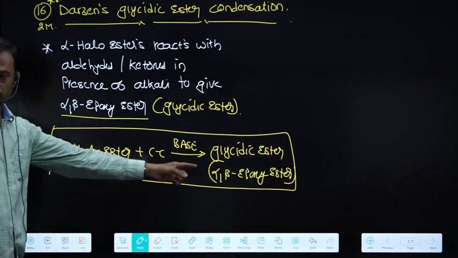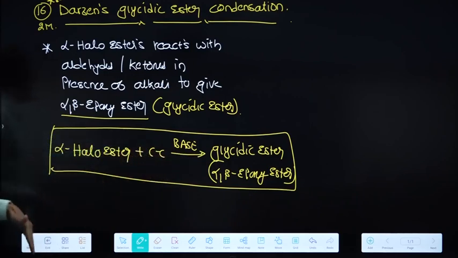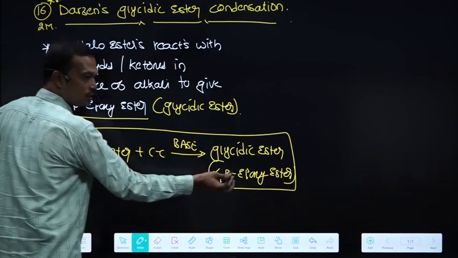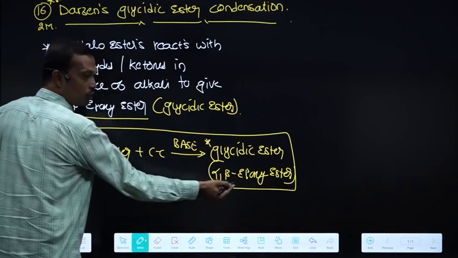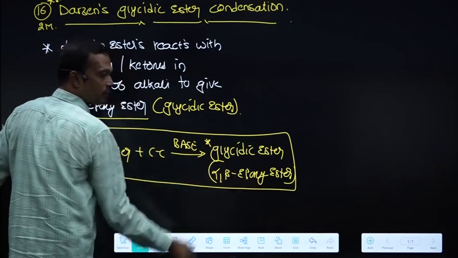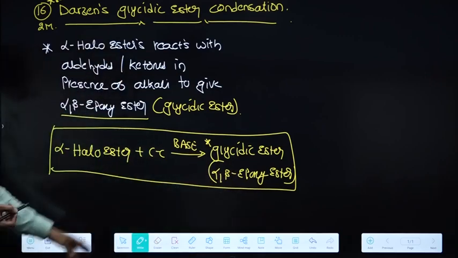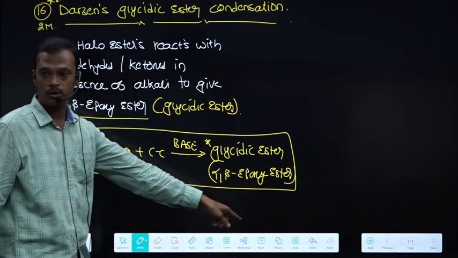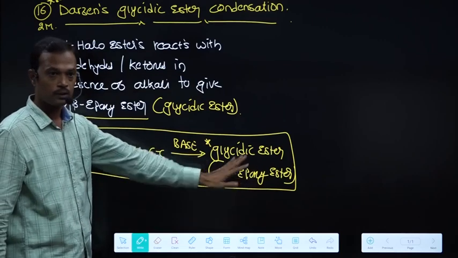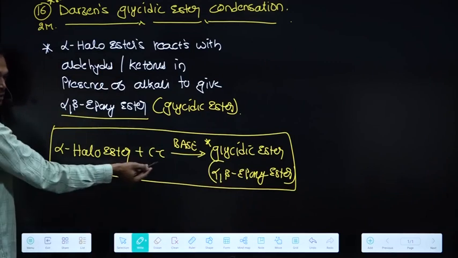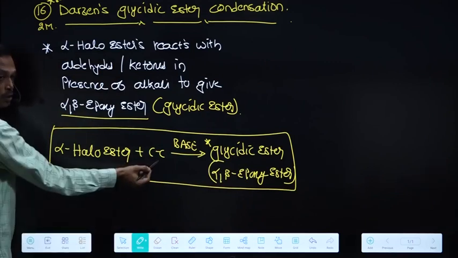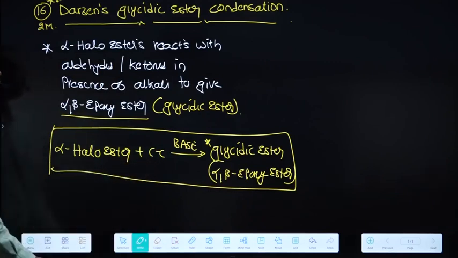Like this you need to remember every name reaction while you are preparing any short notes. You need to remember what is the major area you need to stress. So don't prepare like alpha comma beta epoxy ester. First you prepare in the form of glycidic ester. Why? Because normally if you prepare like this, it is impossible to remember the glycidic word. So glycidic ester is obtained by reacting the alpha halo esters and carbonyl compound. Carbonyl compound may be aldehyde or ketone.